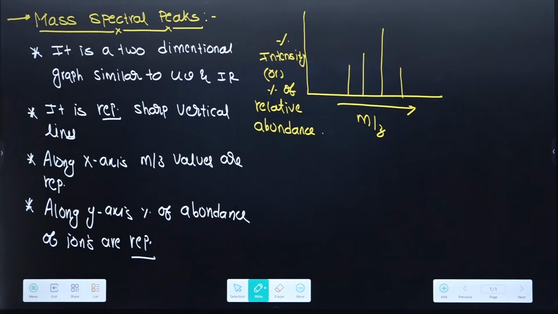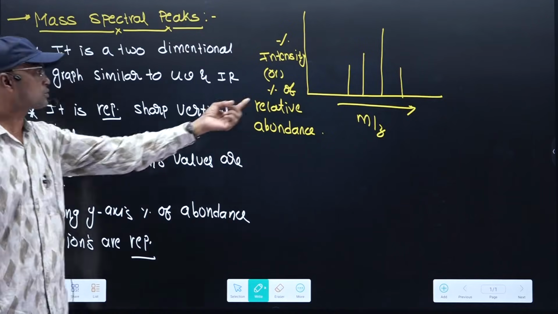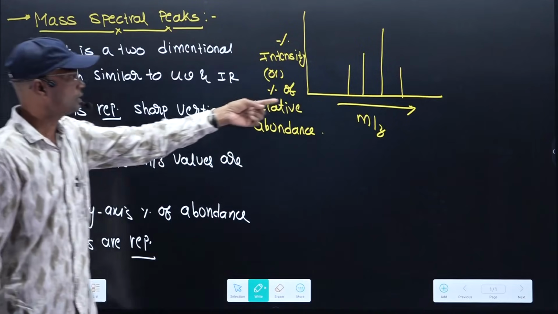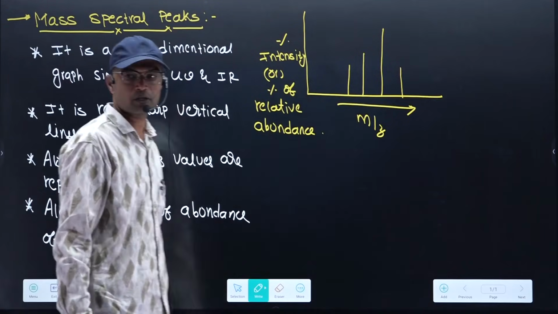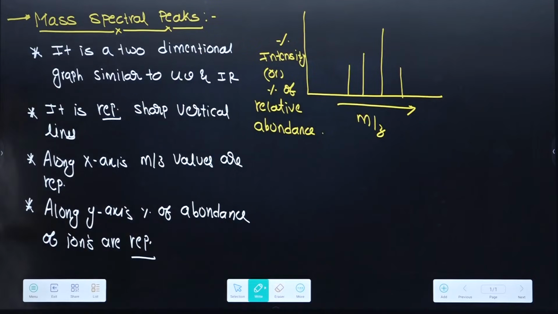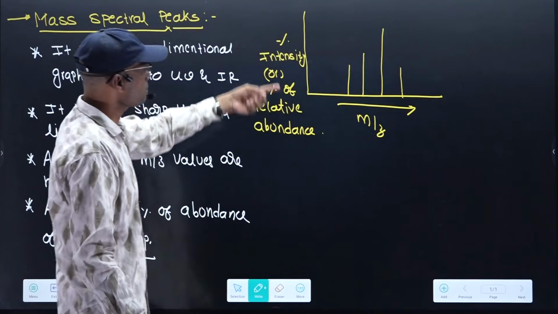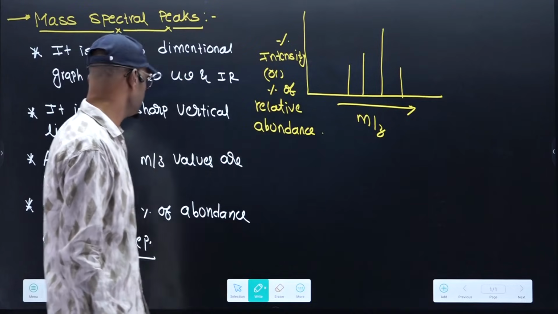It is a two-dimensional graph similar to UV and IR. It is represented by short vertical lines. Along the x-axis, m/z values are represented. Along the y-axis, percentage of relative intensity, or you can say percentage of intensity. Both are the same.